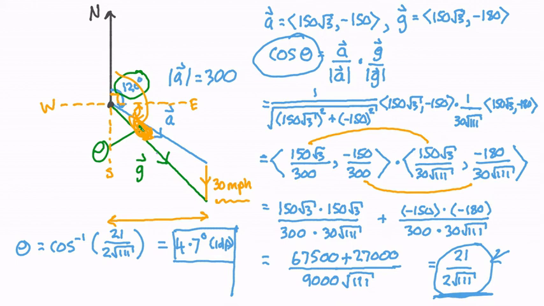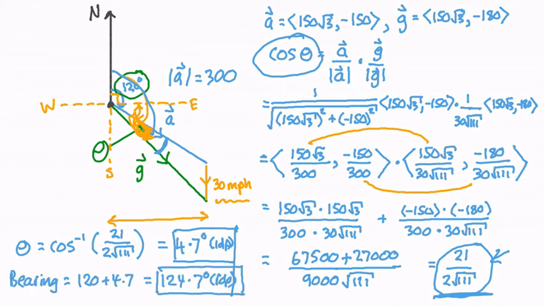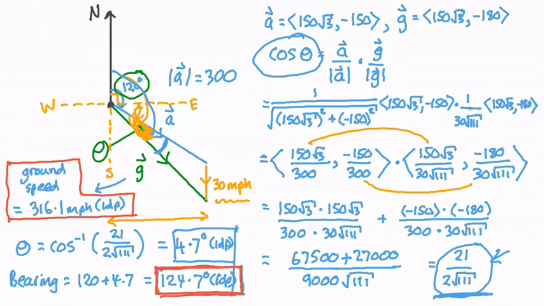Now remember in our question, so we've just worked out this bit here, so we've got to add that to 120 to work out what the actual bearing was. So that's going to give us an answer of 124.7 degrees. So there we have it. Our answers were 316.1 miles per hour to one decimal place for the ground speed and 124.7 degrees to one decimal place for the bearing.